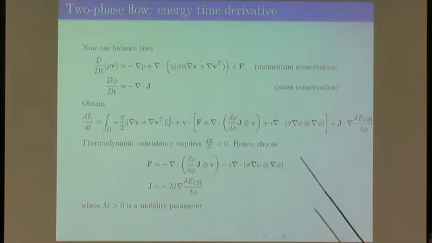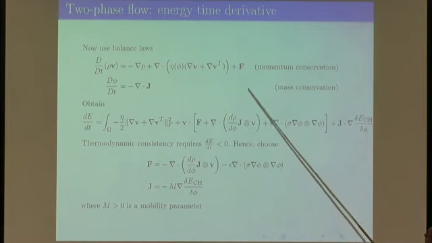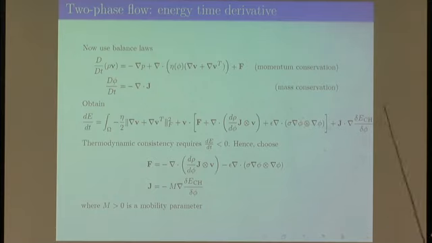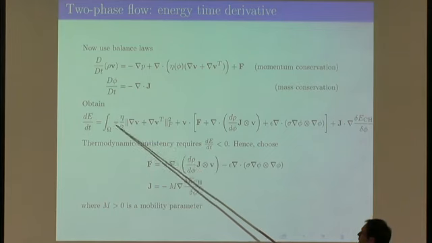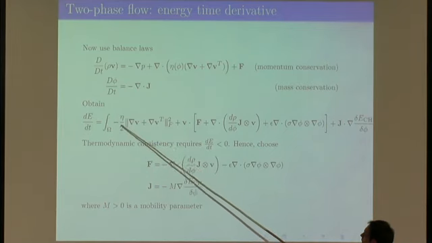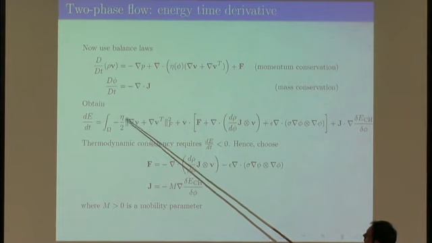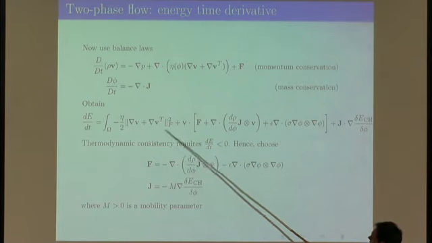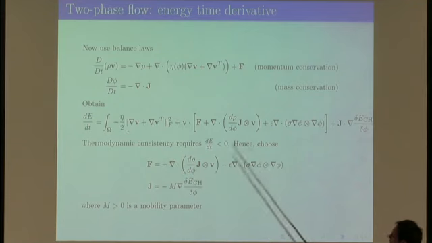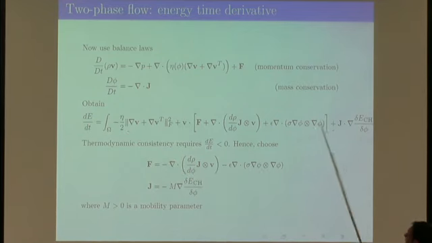And you can then plug these two balance equations into the energy time derivative, and you obtain this lengthy expression here. The first term is very nice. That's exactly what you want to have. It's viscous dissipation. So eta is the viscosity, and it's negative. So this part is non-increasing.